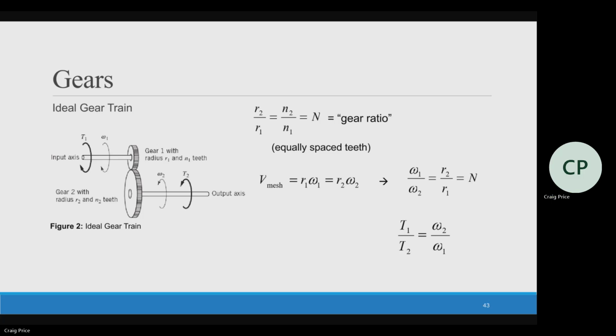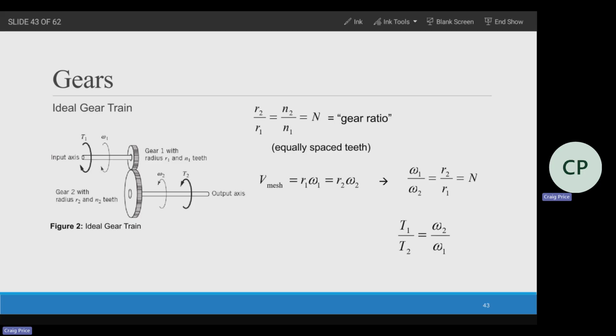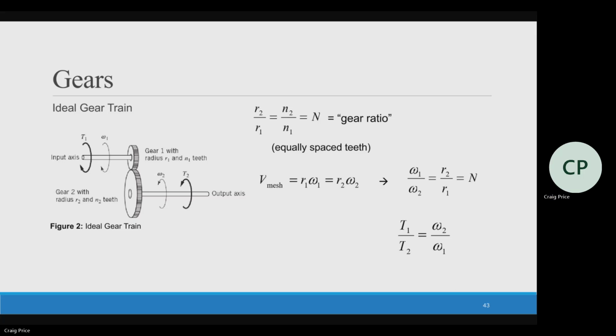How these interact, we can look at the mesh. What do I have here? The speed between the two, so I can look at it like this. If I've got my driver gear here, it's got smaller. This is my larger gear.